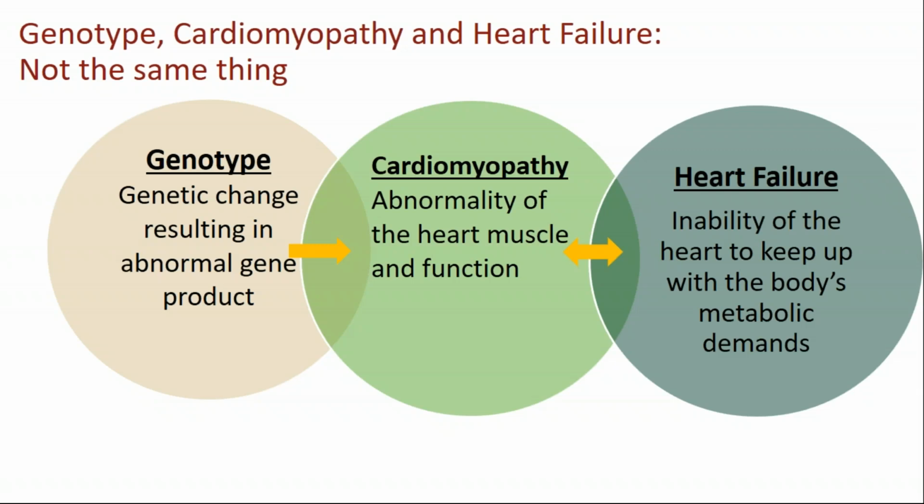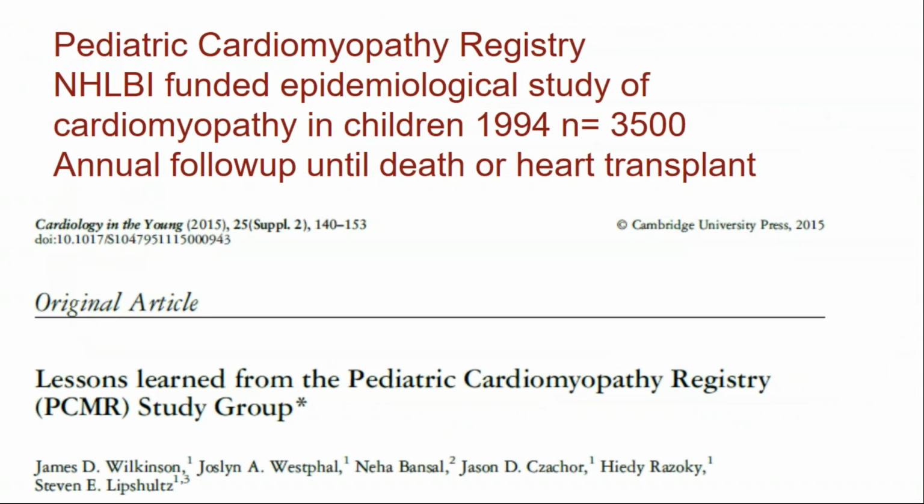I do want to start, though, with making sure we're all on the same page with some of the terms that we typically use in the field. Most importantly, realize that genotype, cardiomyopathy, and having heart failure are not the same thing. Genotype is the genetic change that results in an abnormal gene product. It doesn't say anything about how the patient is actually affected by it. Cardiomyopathy means that there actually is an abnormality of the heart muscle and/or function of the heart. Whereas transition to heart failure is a dynamic process and refers to the inability of the heart to keep up with the body's metabolic demands, no matter what is causing the problem. So we'll start off first talking mainly about cardiomyopathy in general.